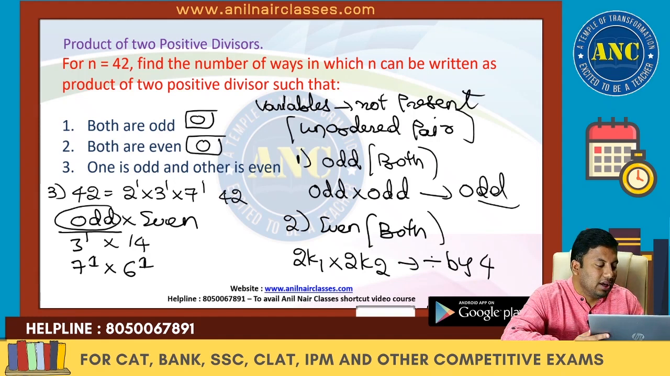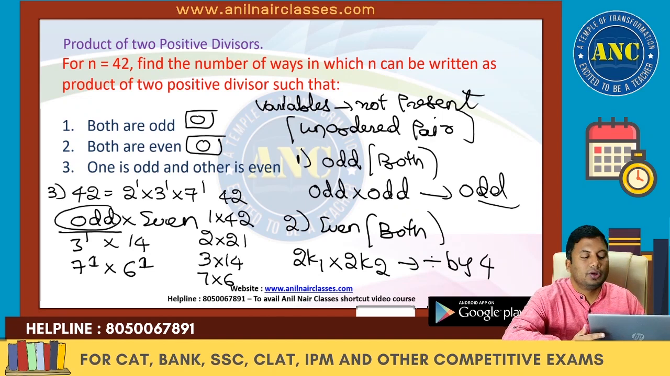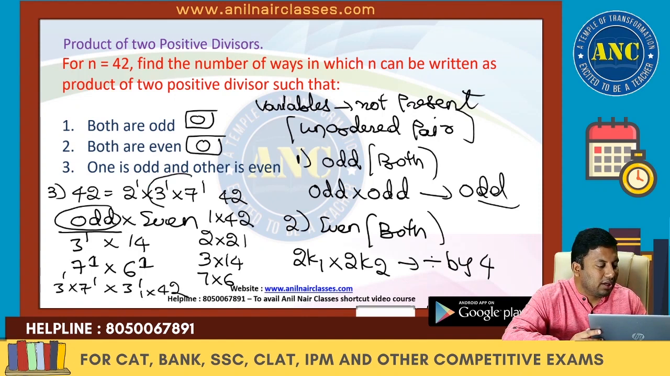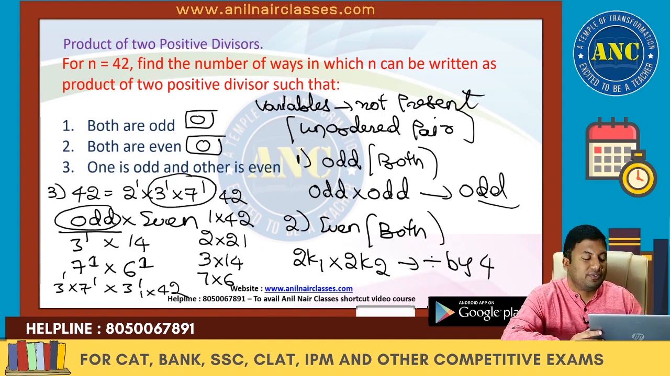42 can be written as a product of two factors: 1 into 42, 2 into 21, 3 into 14, 7 into 6. Am I right? So 42 has 2 into 2 into 2, 8 factors. Now you can also write it as 3 power 1 into 7 power 1 into 3. Another case, you can also write it as 1 into 42. It is simple, nothing but the number of odd factors for this number.